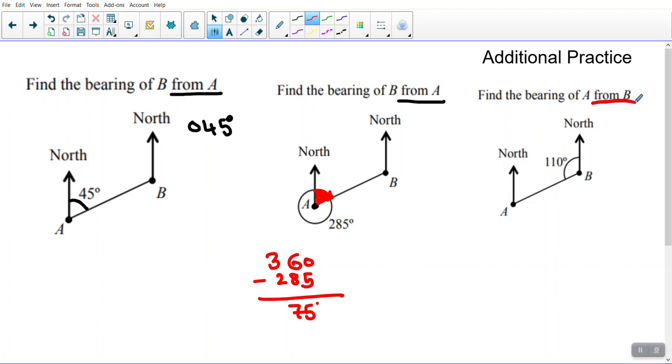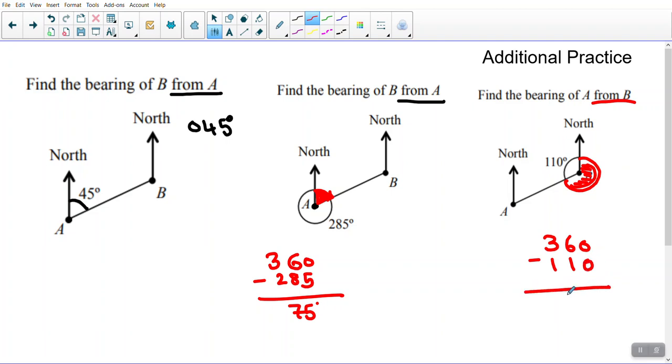It is from B, so we go to the point B, and then the north at B. We start at the north, and then we go all the way to the line joining B and A. That means this is what we need to find, this part of the angle. Again, we'll use the same property, because angles at a point add up to 360. So 360 minus 110.